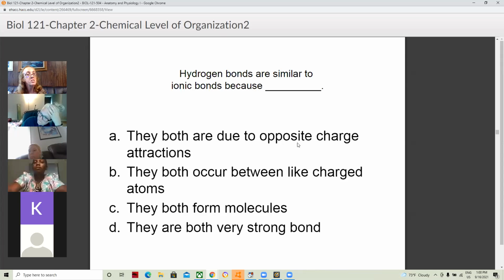We know they're similar because opposite charges attract. We know the ionic bonds are stronger because the charges are opposite charges and they're not partial opposite charges. They're complete.